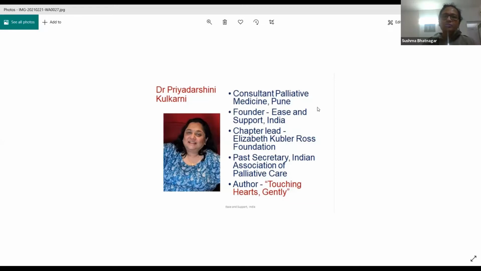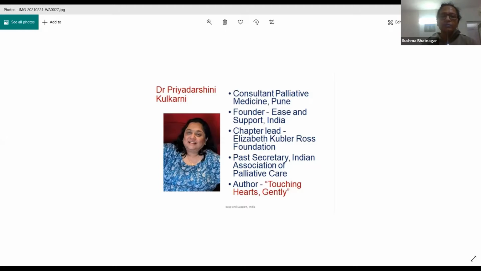Priya is a very good friend of mine and of everyone. I think she is a warm-hearted and always smiling person. Dr. Priya Kulkarni is an excellent palliative care consultant, and right now she's working as a palliative care consultant in Pune. She is founder of an excellent organization which is helping a lot of people, Ease and Support India. She is also the chapter lead of the Elizabeth Kubler-Ross Foundation.